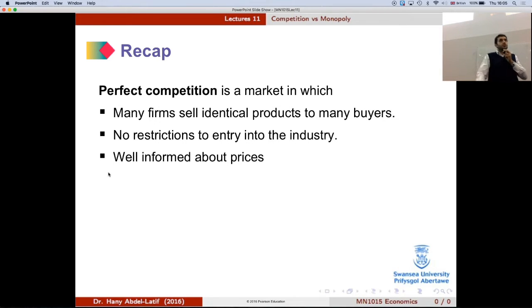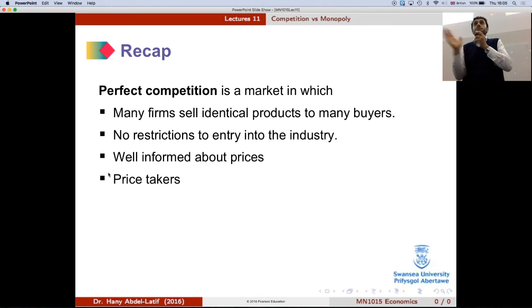I didn't say anything new yet. All these points we covered already last week. Both sellers and buyers are well informed about the prices. Also, we know that firms in a perfectly competitive market are price takers because they take the price as given. So how is the price set on the market? It is set by the interaction between all sellers. Remember, we have a large number of sellers and a large number of buyers. So no single buyer or single seller will have any influence on the price.